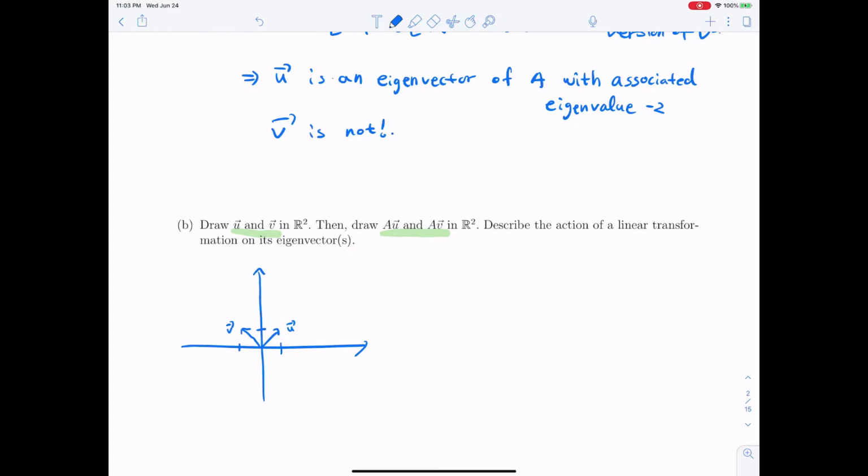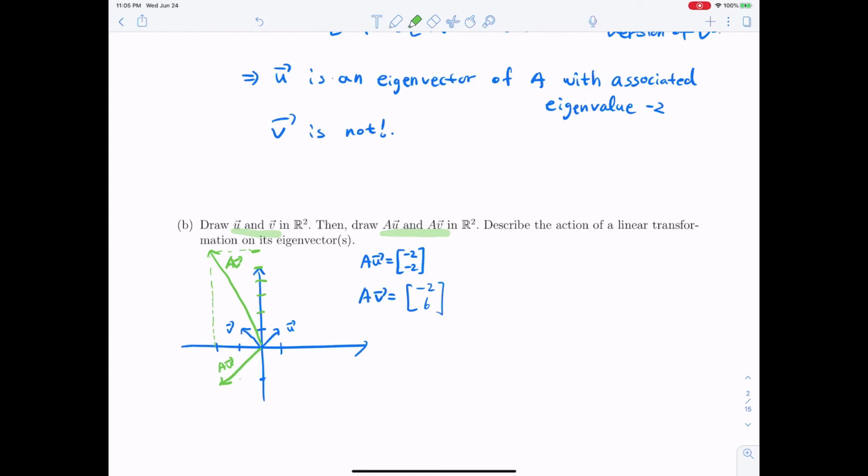And we've calculated that A times U equals (-2, -2). So if you plot that on the plane, then A times U is located at this place. And we know that A times V equals (-2, 6). So here we had V, so it should be somewhere around here.